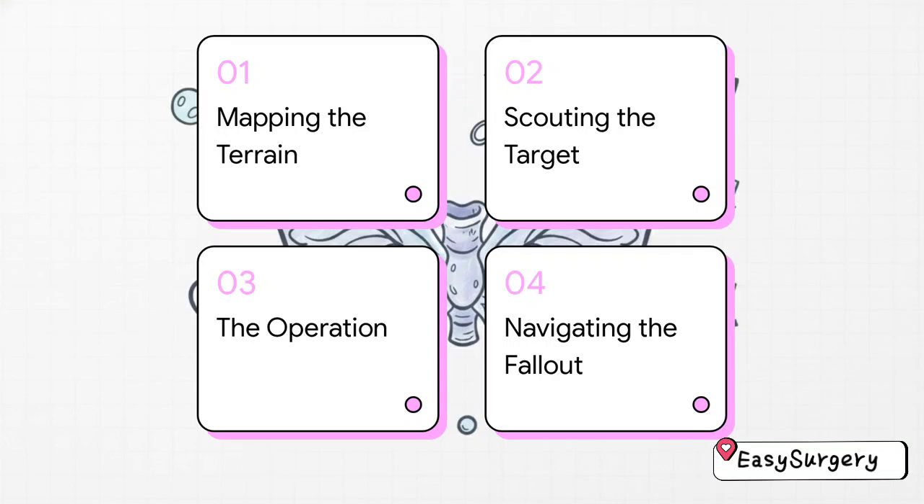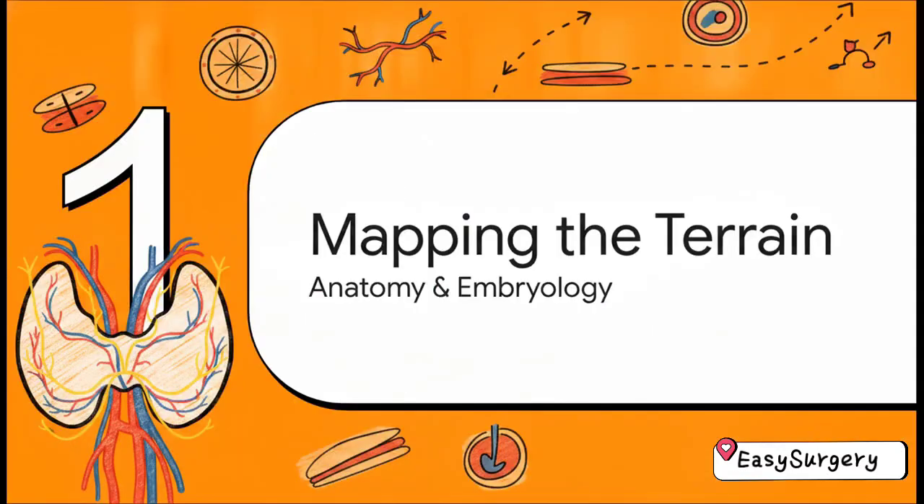Here is our roadmap for today. We're going to map the terrain, scout the target, scrub in for the operation itself, and finally navigate the post-op fallout. Let's start with number 1, mapping the terrain. This is all about the anatomy and embryology that dictates every cut we make.